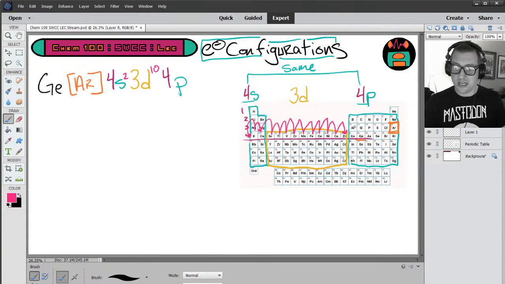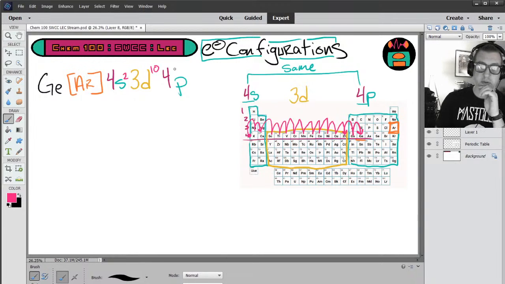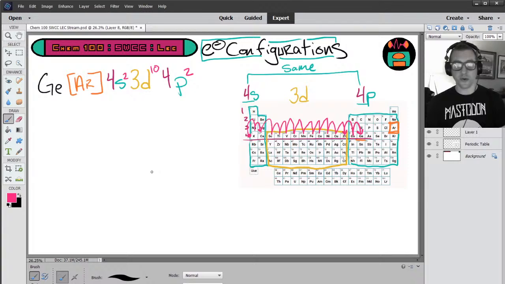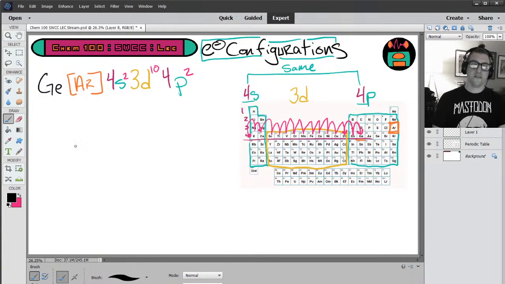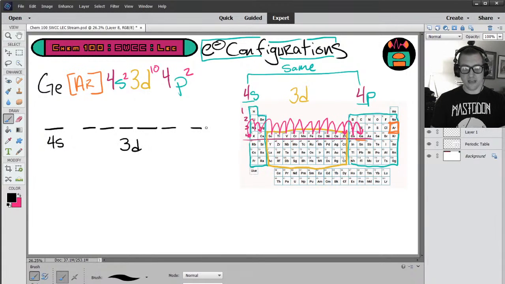All right, so now let's count over to germanium. We've got 1, 2 spaces. So this will be 4p2. That is our electron configuration for germanium: 4s2, 3d10, 4p2. Let's write the orbital diagram. We have the 1 orbital in the 4s subshell, the 5 orbitals in the 3d subshell, and the 3 orbitals in the 4p subshell.